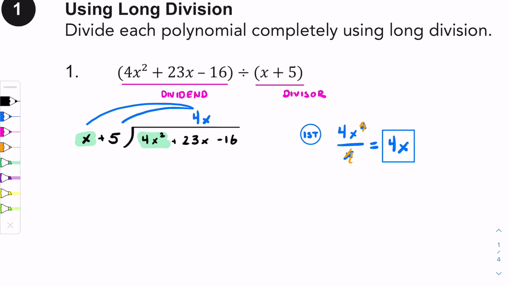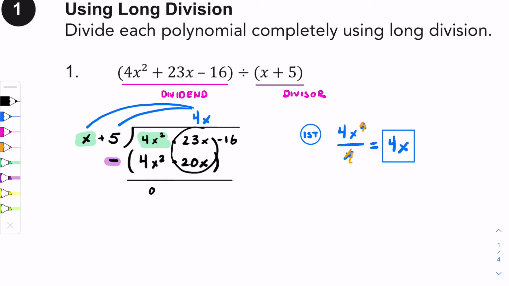So 4x times x gives us 4x squared, and 4x times 5 will give us 20x. I'm going to put parentheses around this expression because we are subtracting both terms. Right here, 4x squared minus 4x squared is 0. That's what we want to happen. And then 23x minus 20x, don't forget you're subtracting that term as well. So 23 minus 20x gives us 3x.